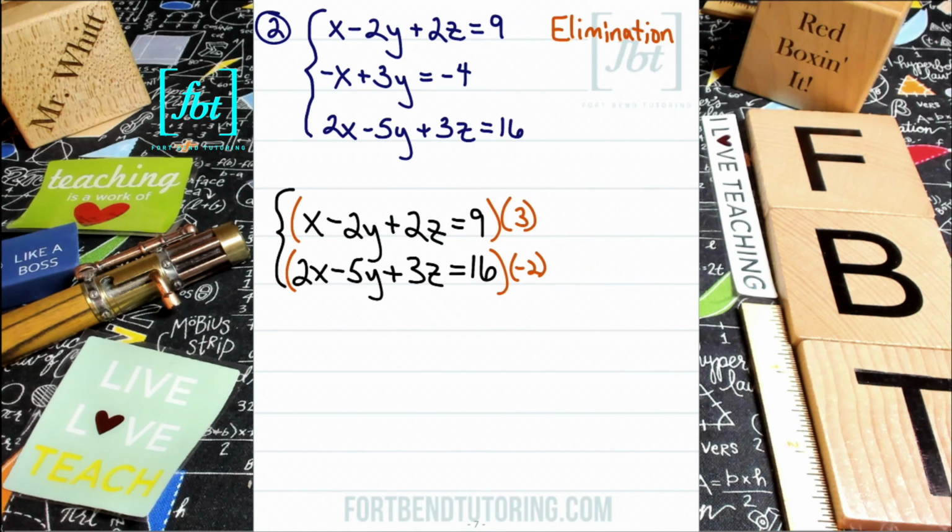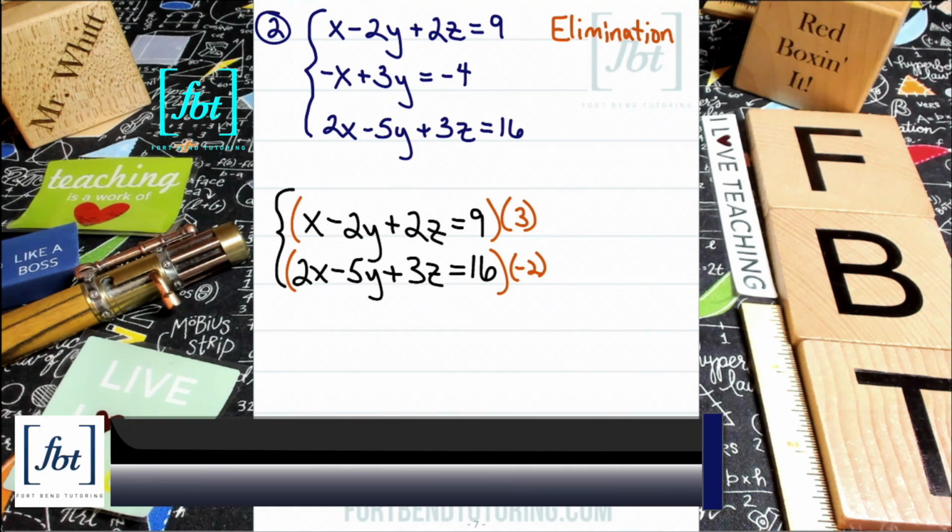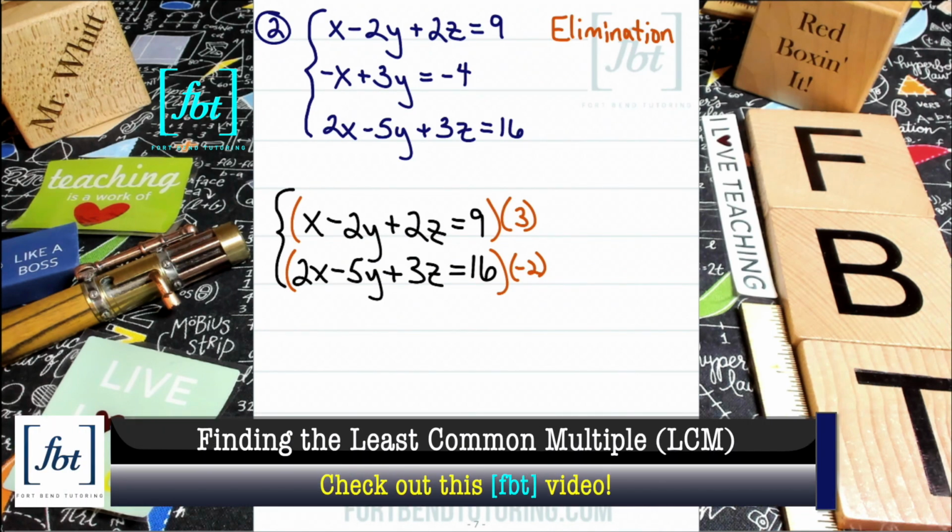The reason for this is because I want to make additive inverses, aka opposites, on my z variables. If you focus on the z term 2z and the z term in the second equation 3z, the first common multiple that they have is 6z. So what I'm doing is I'm multiplying the entire equations based on that least common multiple for both 2z and 3z, which is 6z. If you want to check out a video on how to find the least common multiple between terms, check out our video called Finding the Least Common Multiple. We'll be putting a link right on your screen.